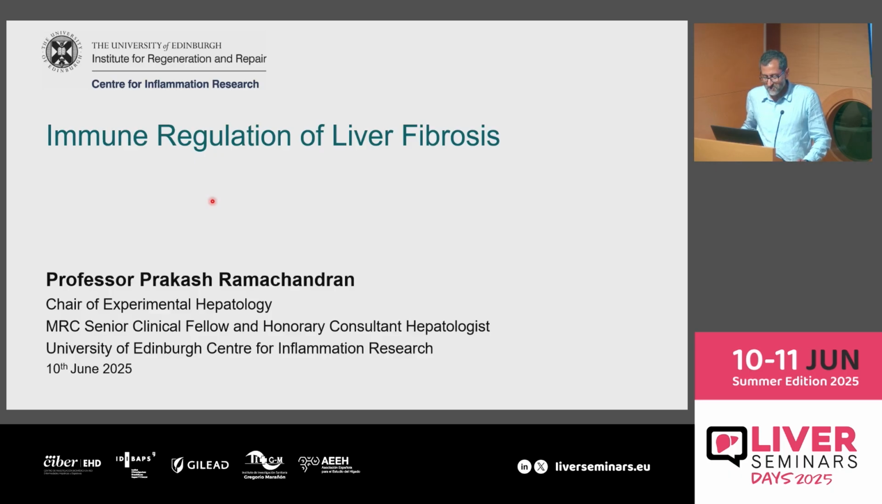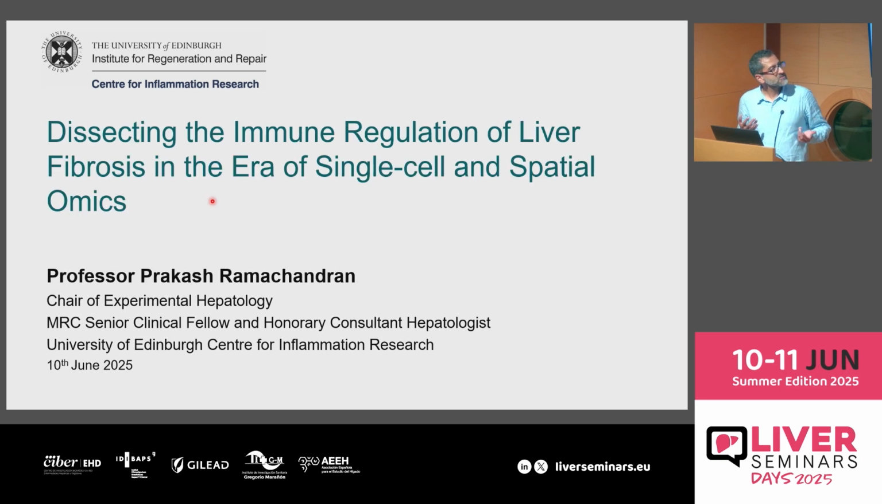So when I first sent my title, it was a bit generic, so I'm sorry. It was immune regulation of liver fibrosis. But actually, what I'm going to talk about today is how we are using single cell and spatial omics technologies to really understand immune cells in the context of fibrosis. And for those of you who are not interested in macrophages, I'm sorry, but you're going to hear more about macrophages over the course of the rest of this session. So I'm going to use macrophages as an example of how we can start to unpick pathogenic populations and new therapeutic targets using these technologies.